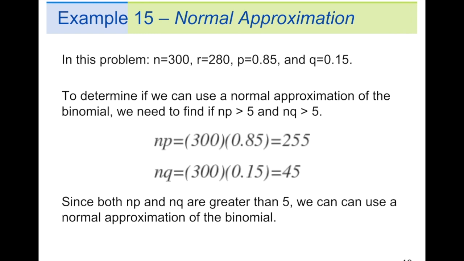To determine if we can use a normal approximation of the binomial, we first need to find if np is greater than 5 and nq is greater than 5. So np is 300 times 0.85, which is 255, and nq is 300 times 0.15, which is 45. Since both np and nq are greater than 5, we can use a normal approximation of the binomial.